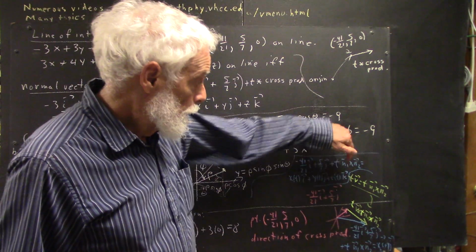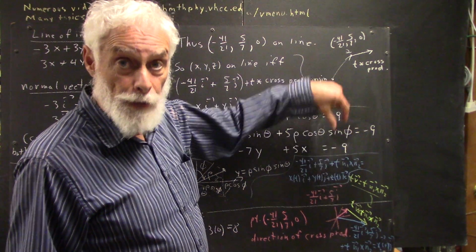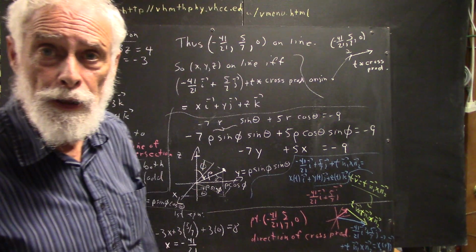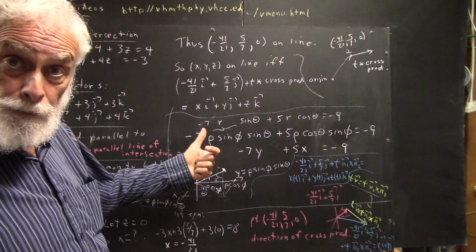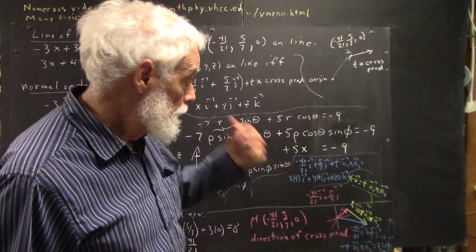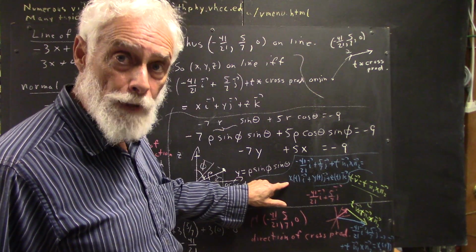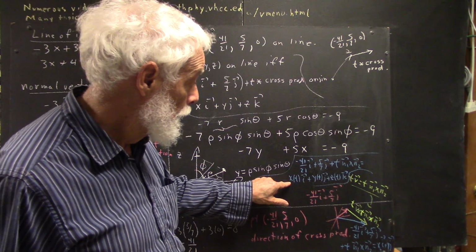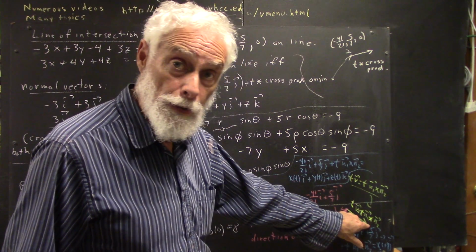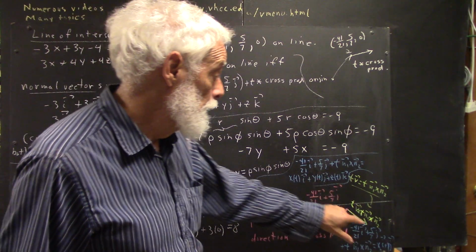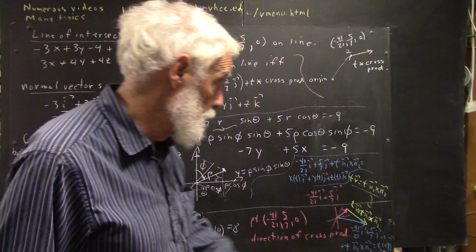Okay. Now whatever your n1 cross n2 comes out to, it's going to be a number times i plus a number times j plus a number times k. So when you multiply it by t, your i component is going to be a function of t, and we're going to call that x of t. That's the coordinate of the point on this line. The y of t is a coordinate, the z of t is a coordinate.